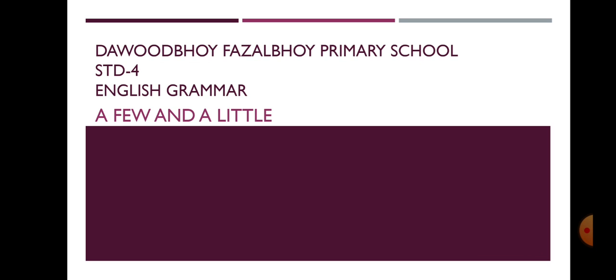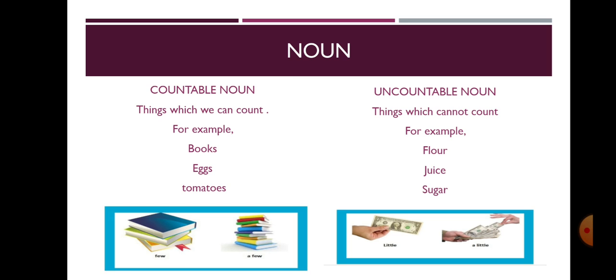This is a presentation from Daud Bhai Fazlbhai Primary School, Standard 4, English Grammar: a few and a little. Children, we have learned many more things about nouns. We have learned different types of nouns. Today we are going to learn about the nouns which can be counted and which cannot be counted.